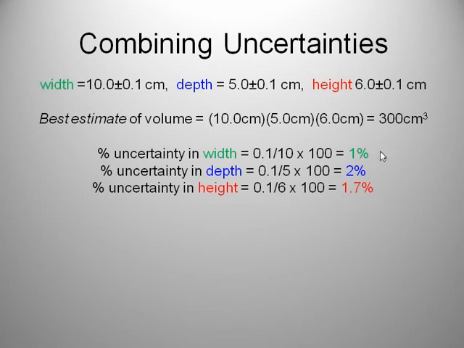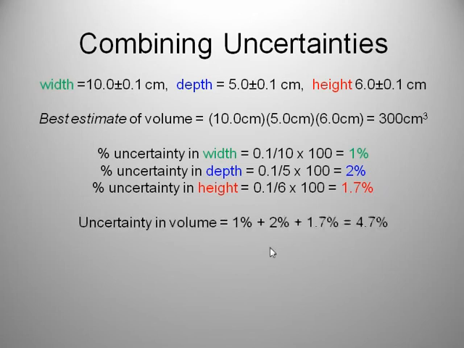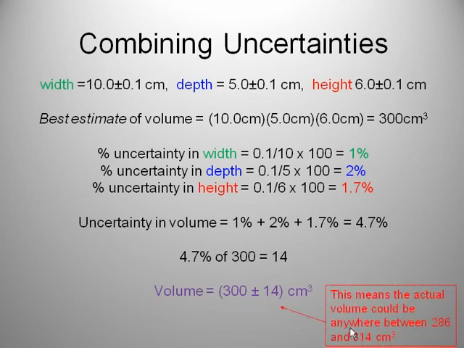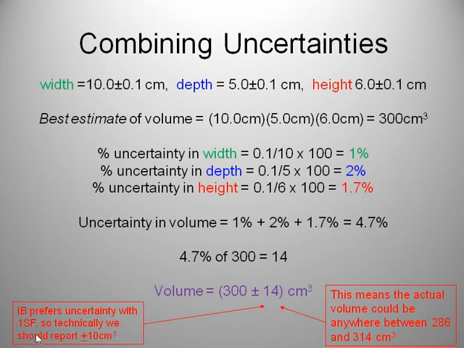So what we're going to do after we've converted all these uncertainties to percent is we're going to add those, and we get 4.7%. And we're going to report 4.7% of our best guess as our uncertainty. So the volume is 300 plus or minus 14 cubic centimeters. Now this means it could be anywhere from 286 to 314, realistically. And one other thing to notice here, right? IB likes us to report one significant figure, so technically we should really report plus or minus 10 cubic centimeters.